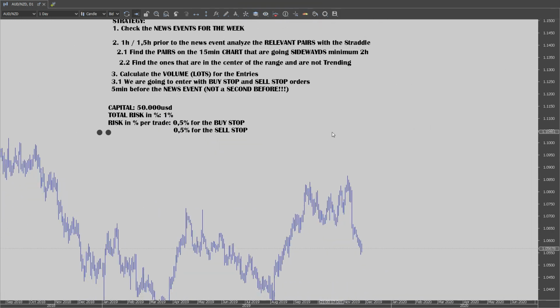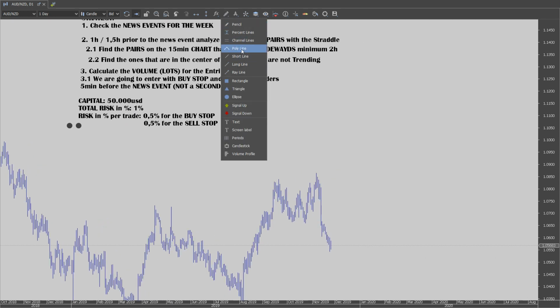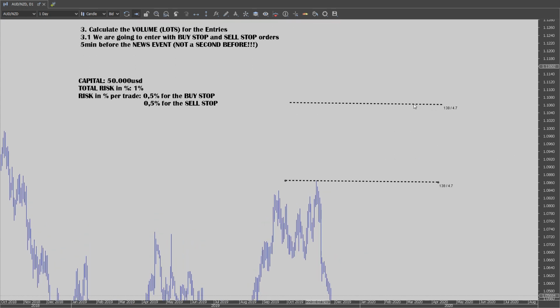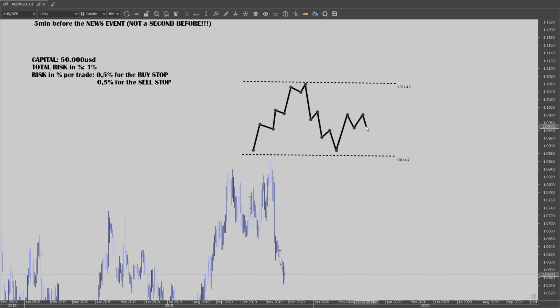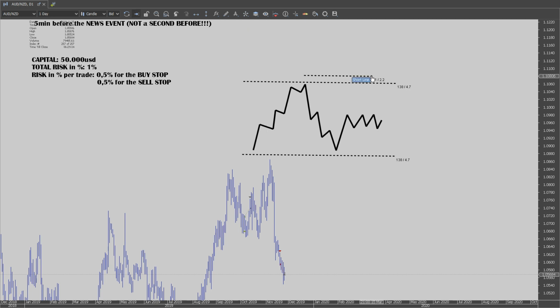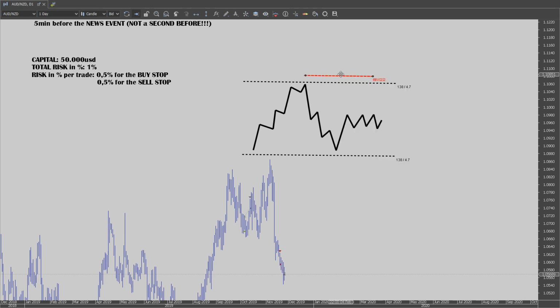This is my capital, everybody. Okay, $50,000. I want to risk 1%. Why is that? Well, during news events, if this is the range that we are trying to trade, we want to find the market that is moving sideways, somewhere in here, and it's here right now. So we are going to enter with up in here, and down in here.